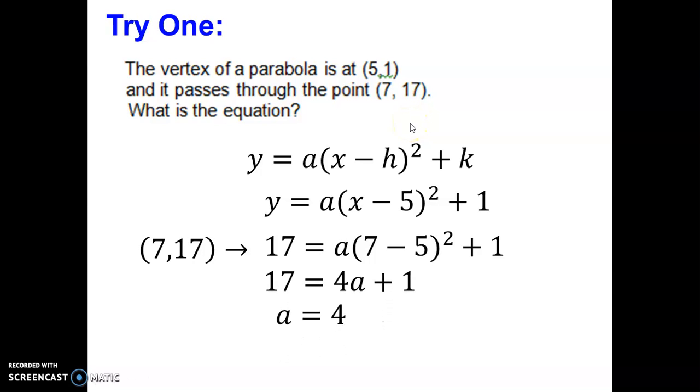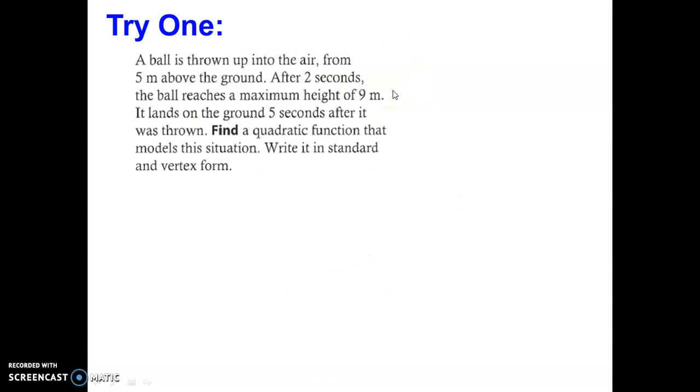Solve that. A is 4. So there is the single parabola that has that vertex and passes through that point. Again, change the a value. We'll still have the same vertex, but the parabola will no longer pass through that specific point. All right, here's another one. This is more word problem style for this one.